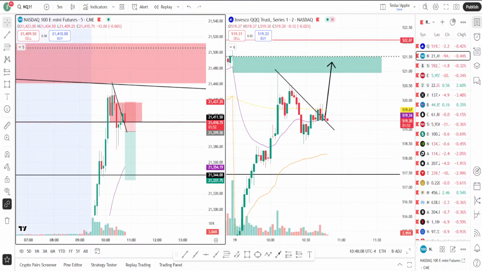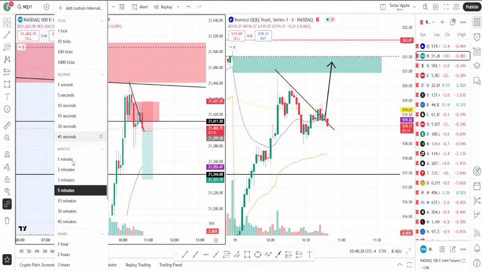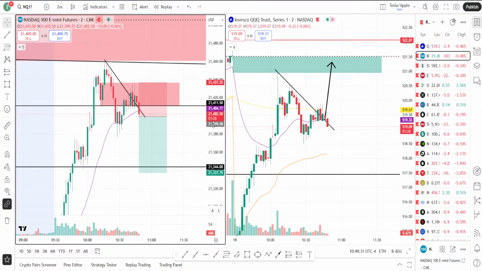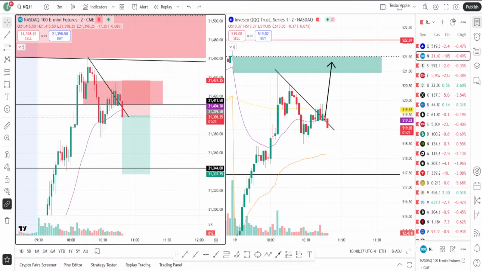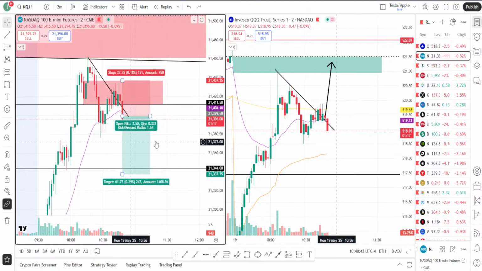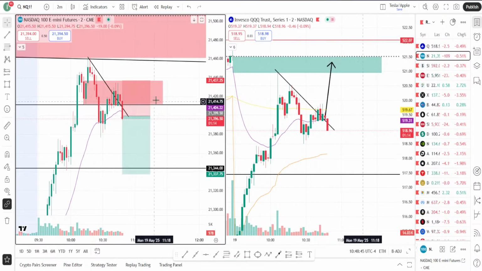Looking a bit bearish right here, guys. Did we get that close below the 21? Yep, I'm taking it. Taking that short.